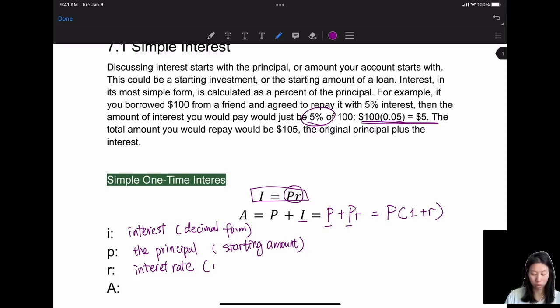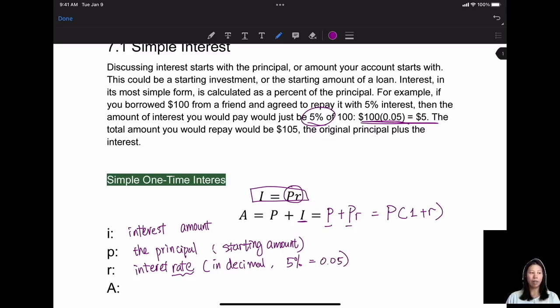Oh, r is the interest amount, sorry. The interest amount. R is the interest rate in decimal form. That means our 5% we need to rewrite as 0.05. And then A is the total amount, or the end amount. That means A is the principal plus the interest.